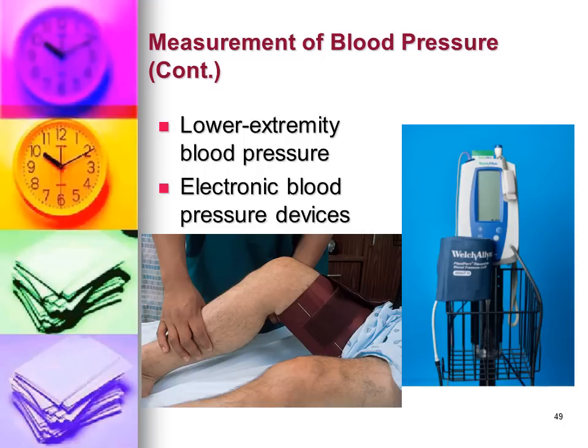I repeat, the procedure is identical to brachial artery auscultation, but your systolic pressure in the legs is usually higher by 10 to 40 millimeters of mercury than in the brachial artery. But the diastolic pressure is the same.